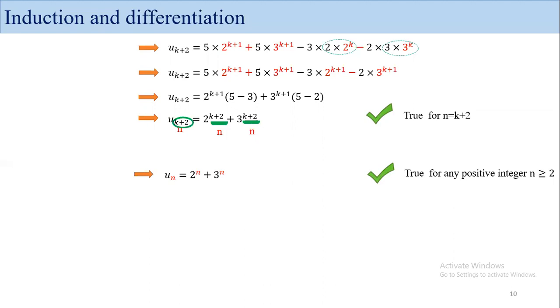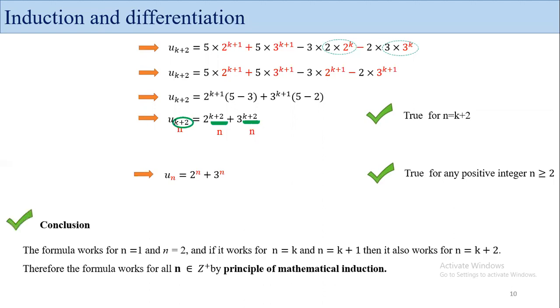So it is working for each positive integer n. Now we conclude that the formula works for n equal 1 and n equal 2, and if it works for n equal k and n equal k plus 1, then it also works for n equal k plus 2. Therefore, the formula works for all n as members of positive integers by the principle of mathematical induction.